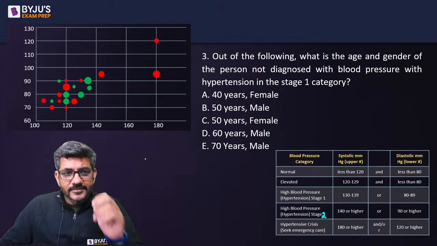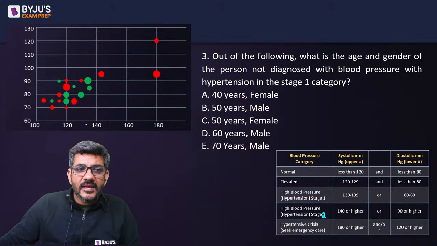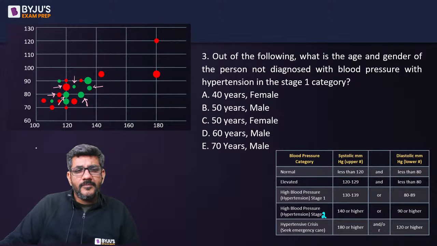Let's have a look at this. So what all people are there in the hypertension stage 1 category? 130 to 139 and 80 to 89. So 130 to 139, 80 to 89. So this guy is there, this guy is there, this person would be there, this person would be there, this person would also be there, and this person would also be there, right?